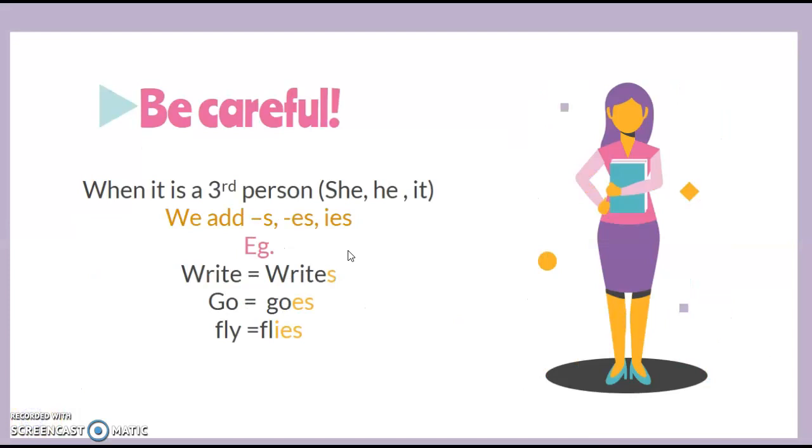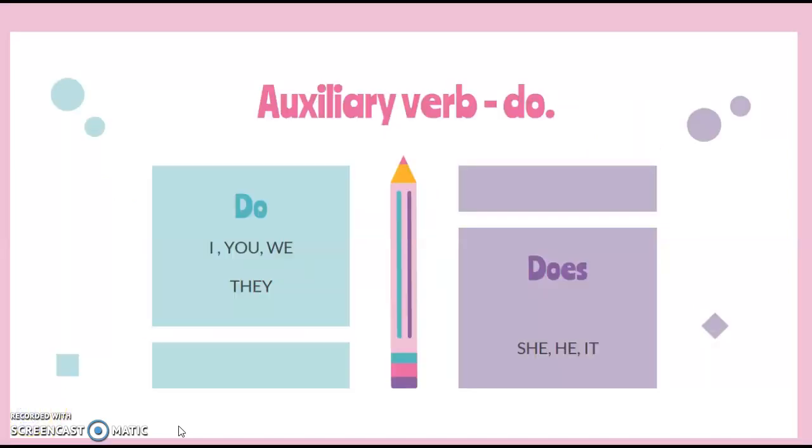Easy, right? But be careful, when it's third person, she, he, or it, we add s, es, or ies to the verb. So for example, write becomes writes, go becomes goes, and fly becomes flies. For making questions or negative sentences, we're going to need an auxiliary verb. In this case, we are going to use do. Do is going to work for I, you, we, and they. And does is going to work for she, he, or it.